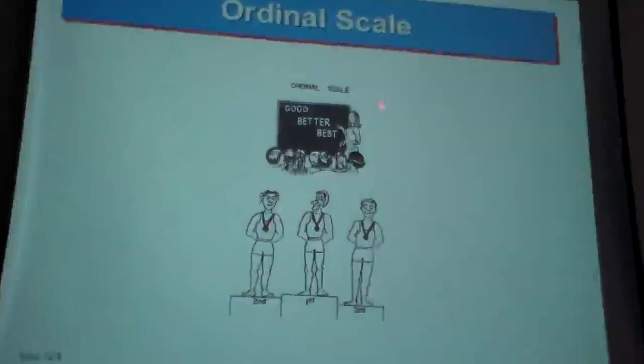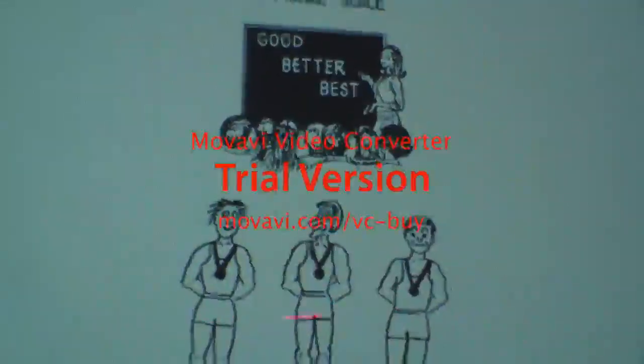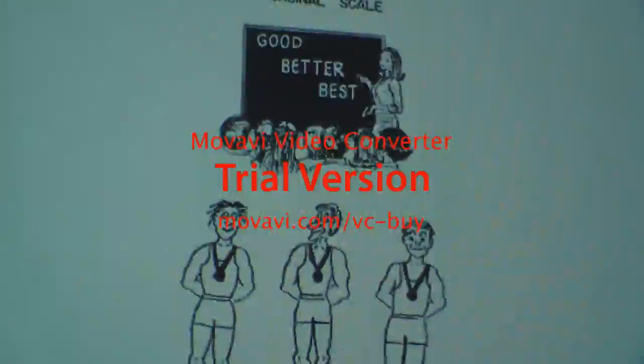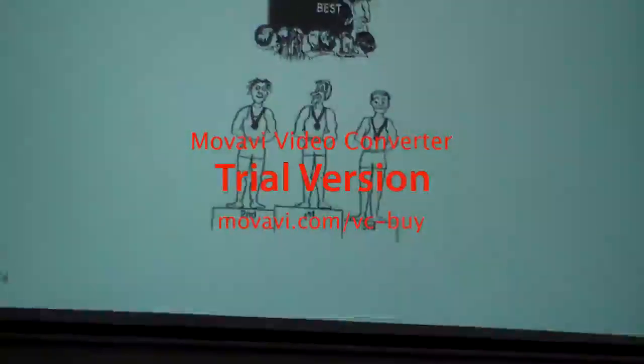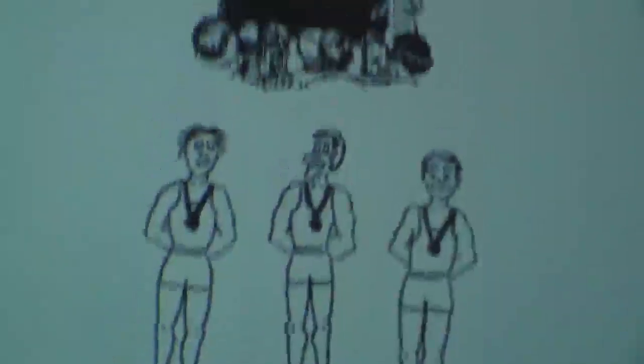For example, here, ordinal scale. Look at those athletes. This is the first, this is the second, and this is the third. And also for the students: good, better, best.